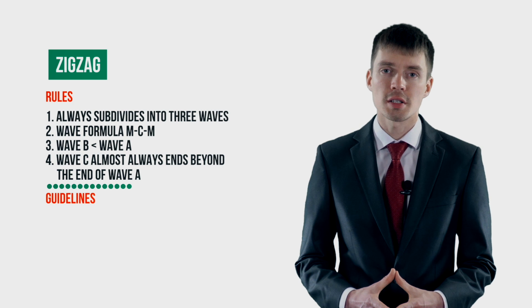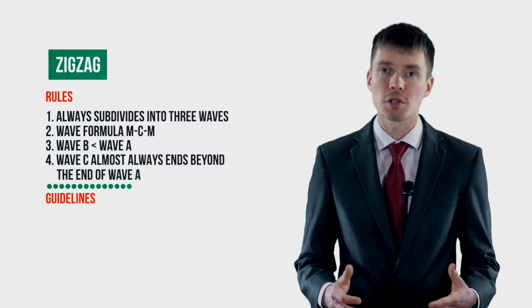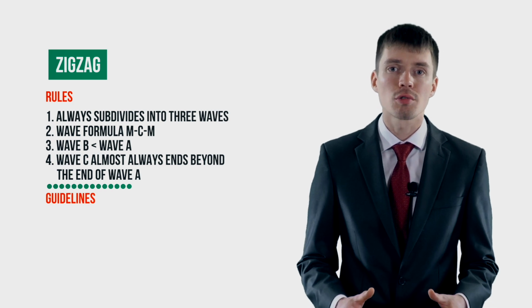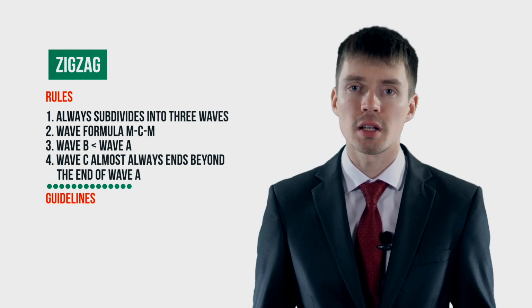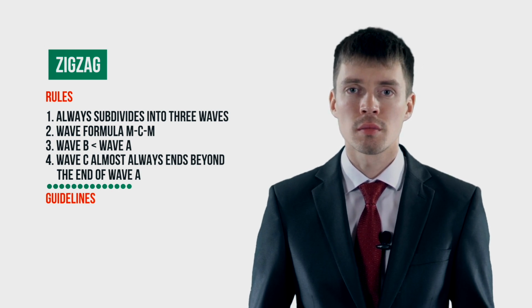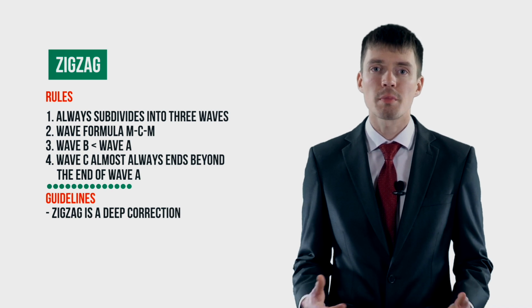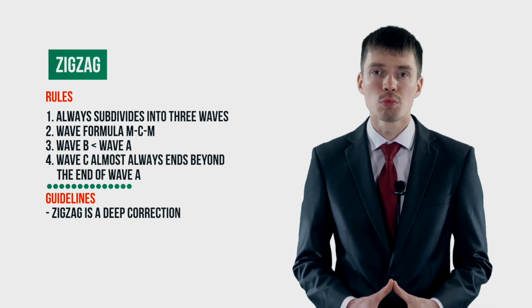Now let's write down the guidelines. The rules differ from the guidelines only because the rules are always executed in the market. Guidelines are not always absolute, but often enough, knowing the guidelines helps to make the right forecast. Now let's get down to writing the guidelines. First guideline, zigzags are usually a deep correction in relation to the previous trend. What is a deep correction?